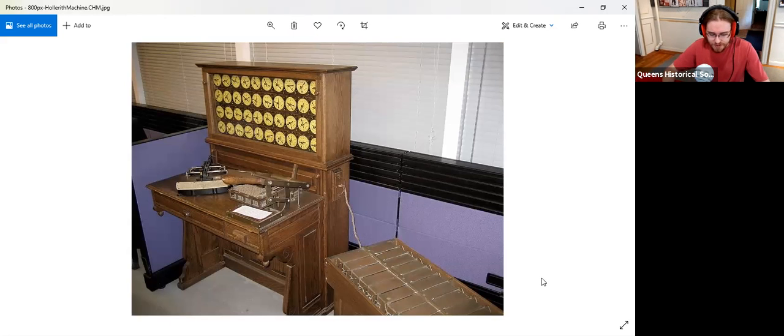Hollerith would go on to help co-found IBM, or International Business Machines, after he merged with another company. Both the IBM tabulator and the analytical engine shared a feature in common. This is the punch card system.